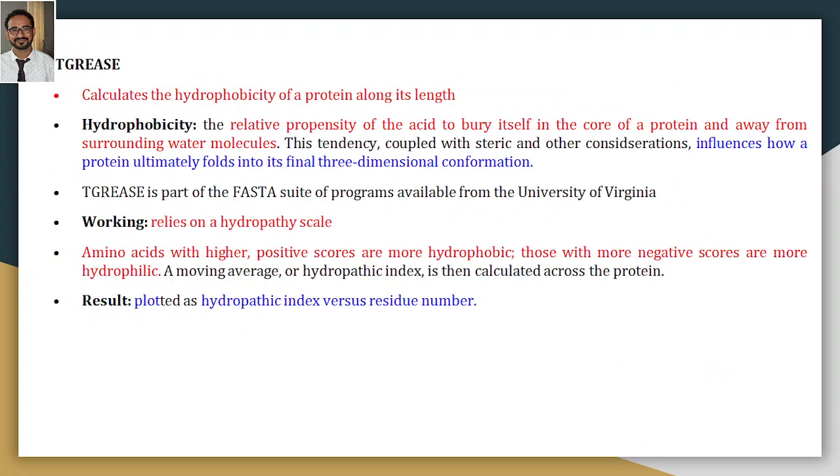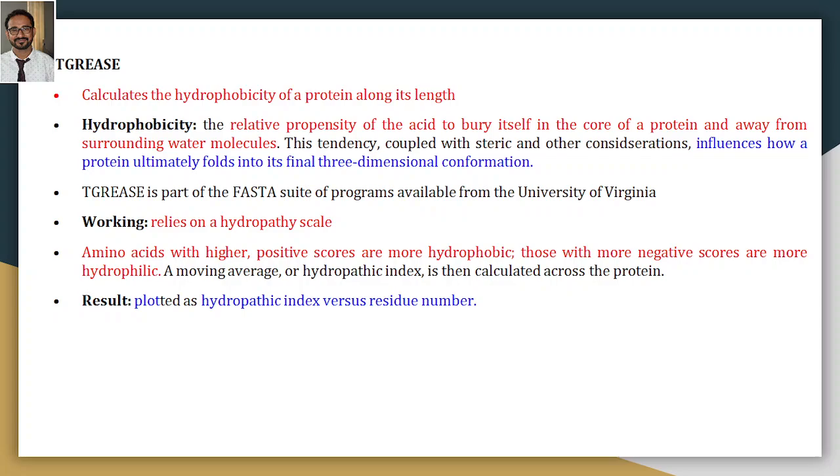Next, finally, G-grease. G-grease calculates the hydrophobicity of the protein along its length. Here we have the terminology hydrophobicity, that is, the water-repellent property. Hydrophobicity is the relative propensity of an amino acid to bury itself in the core of the protein and away from the surrounding water molecules. This all of you know. This tendency, coupled with steric and other considerations, influences how a protein ultimately folds into its final three-dimensional conformation. Depending on hydrophobicity, the protein folding structure formation will be there.